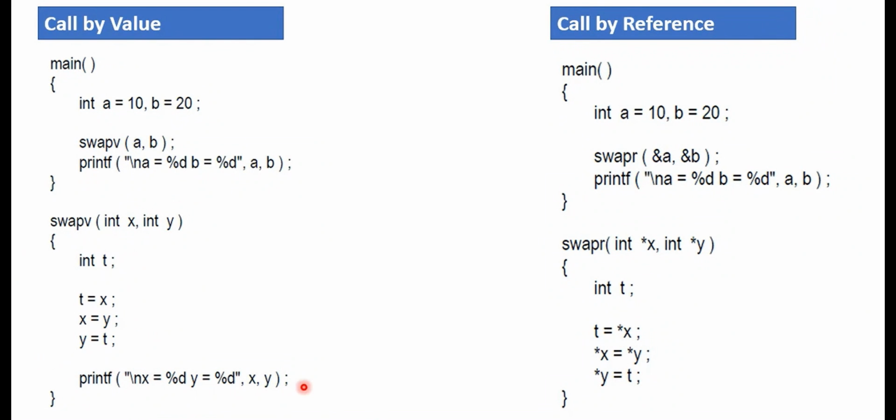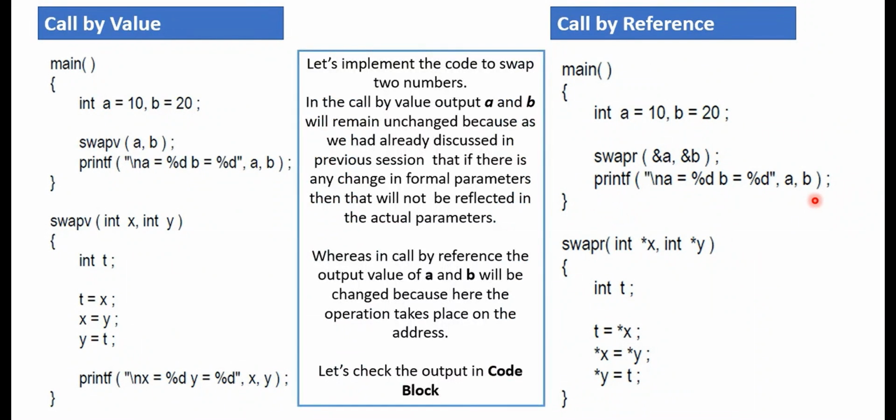Okay, the same thing we have done in call by reference, but here we have swapped using the reference. Okay, that means the address of the variable. So as you can see in the swapr function, there is a pointer variable definition, and we have passed the address of the variables, that is &a, &b. Okay, and at the end we have printed the output. So in call by value, the output of a and b will remain unchanged, because as we had already discussed in the previous session, if there is any change in the formal parameters, then that will not be reflected in the actual parameters. Whereas in call by reference, the output of a and b will be changed because the operation is taking place at the address.